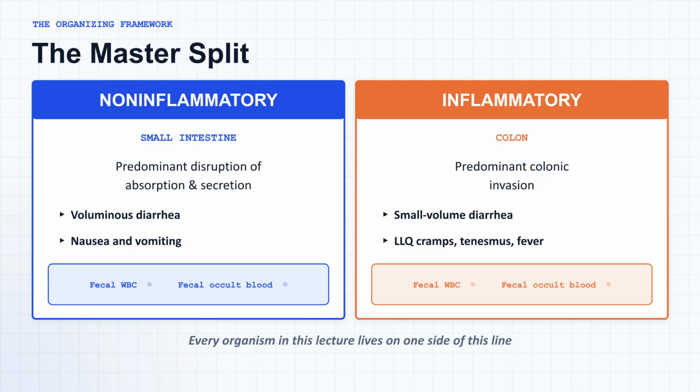On the left, non-inflammatory diarrhea. The problem is predominantly disruption of small intestine absorption and secretion. Stools are voluminous and watery. Nausea and vomiting are common. And fecal white blood cells and fecal occult blood are negative.